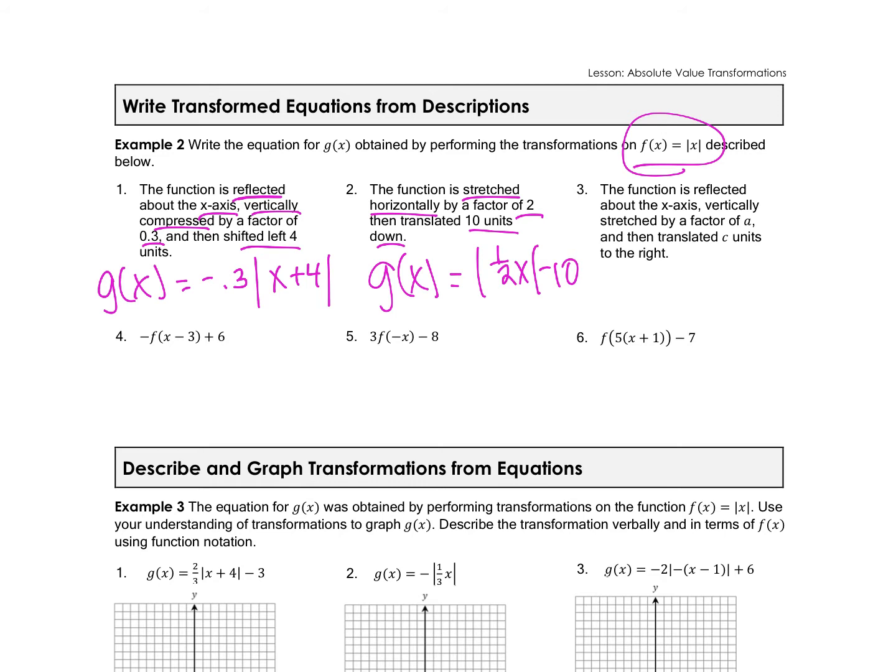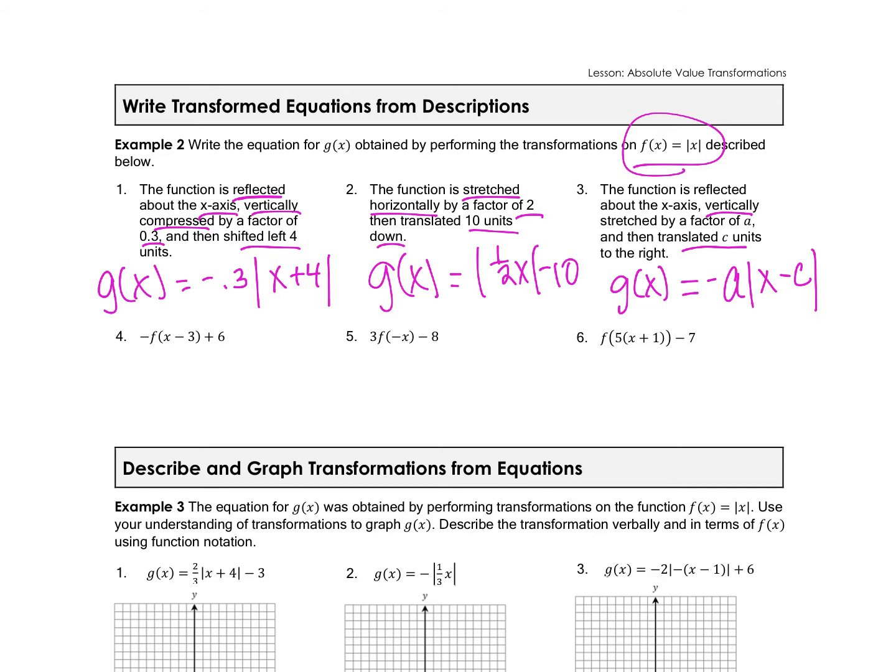Okay, number 3, the function is reflected about the x-axis. So that's negative. Vertically stretched by a factor of a, so we'll just put an a on the outside. And then translated c units to the right. So inside the bars, we should have x minus c. And then there's not a vertical shift. So that's all we have to do there. So sometimes it'll just throw a letter in there and you'll have to just put the letter instead of a number.